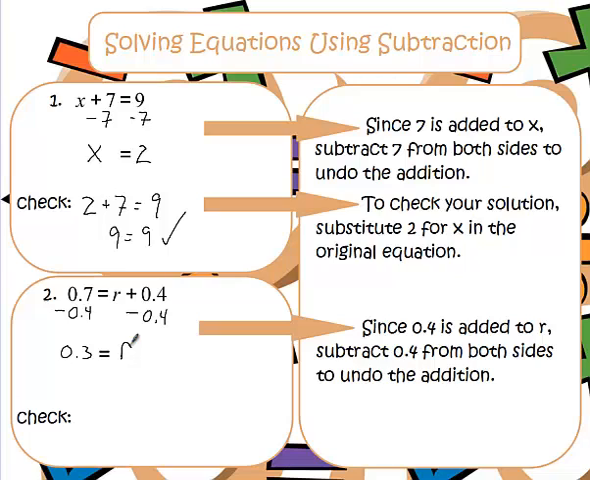So let's check this. Let me put 0.3 in for r. So 0.7 equals 0.3 plus 0.4. And yes, 0.7 equals 0.7. And I've found my solutions to these equations using subtraction.